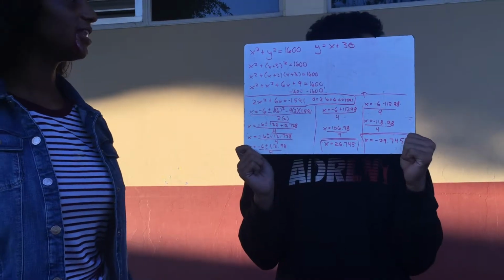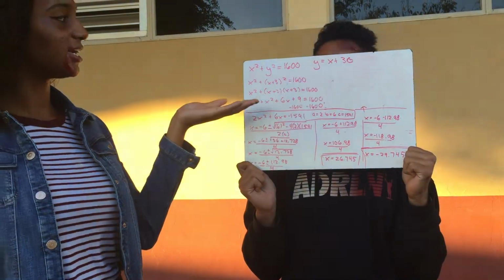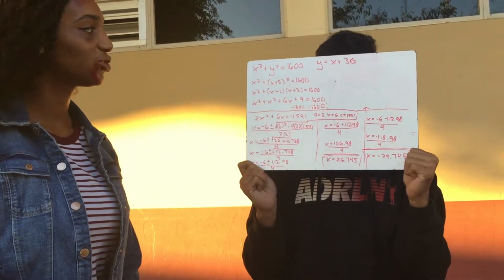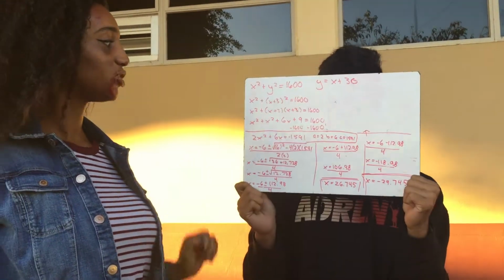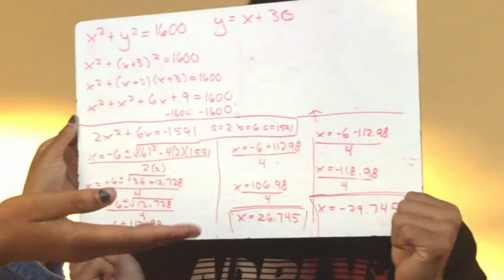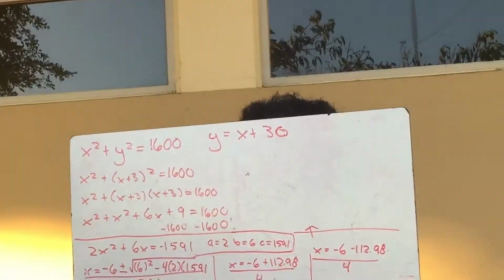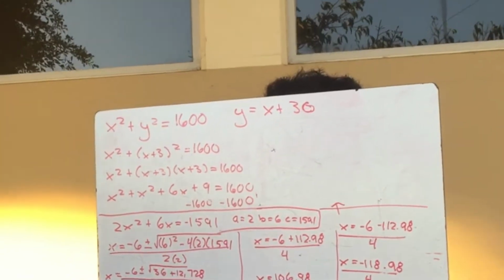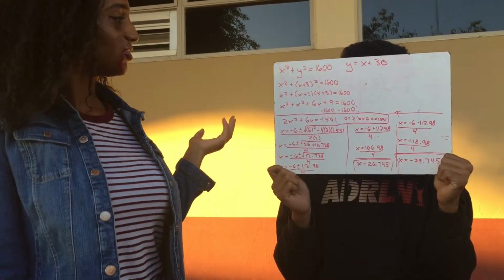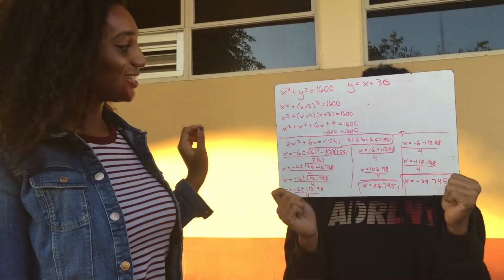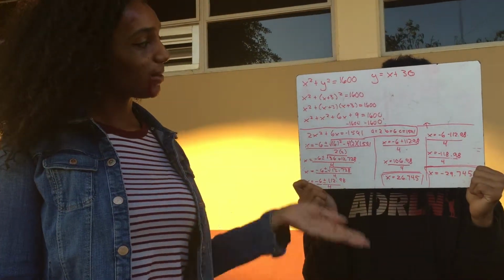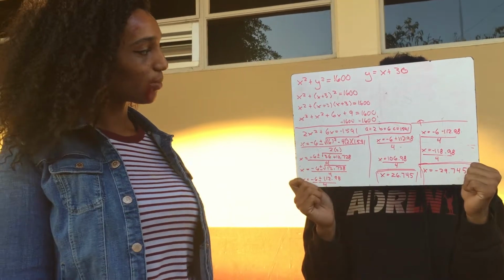So first, to find the lengths, you're going to have to input the y into the equation. So you get x squared plus (x plus 3) squared equals 1600. And then you break that apart, because (x plus 3) squared is just two of them. So you get x squared plus (x plus 3) times (x plus 3) equals 1600. And then you add all the values together, so you get x squared plus x squared plus 6x plus 9 equals 1600.